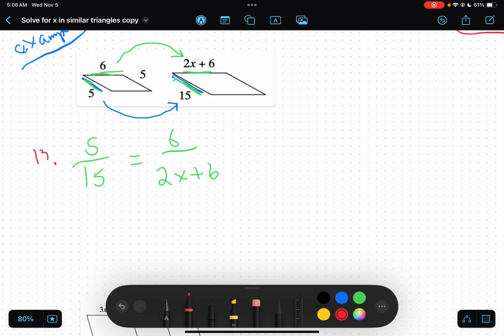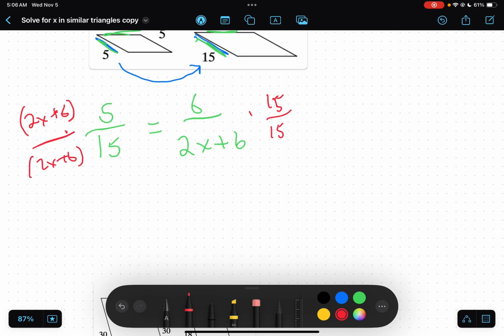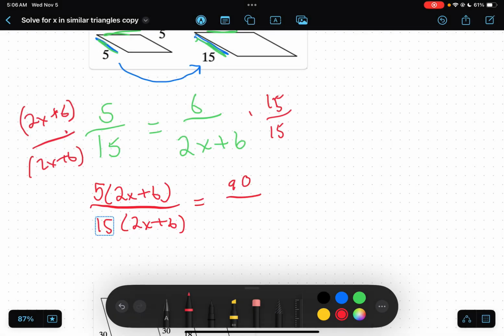Okay, so let me solve this out. I'm going to multiply by the other denominator. 2x plus 6 and 15. So I have 5 times 2x plus 6 over, I'm just going to leave parentheses here because I don't need to figure that out. And then 6 times 15 is 90.